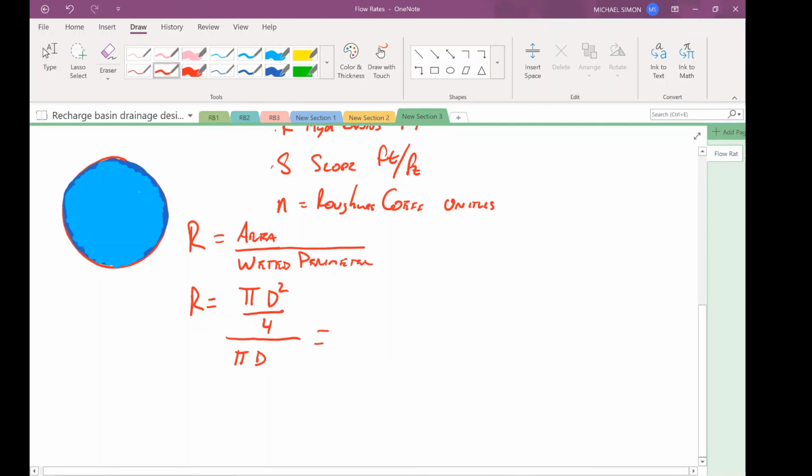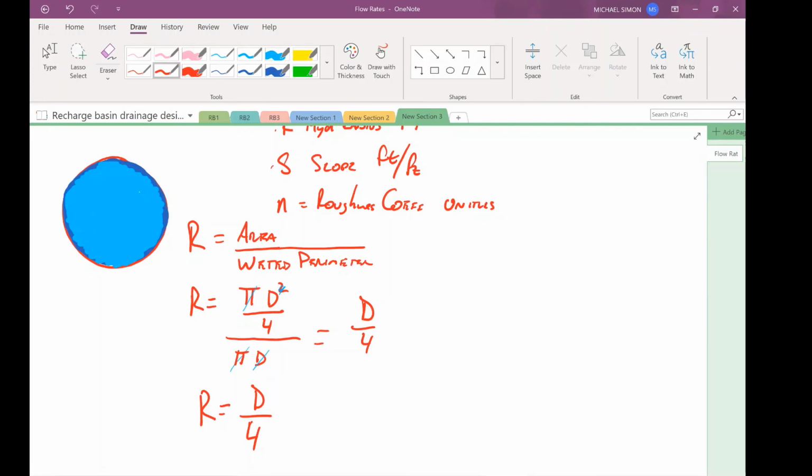So what's going to happen is we're going to get some cancellation here. Pi and pi cancel. Diameter and one diameter cancel. And we're left with d over 4. So our hydraulic radius is d over 4. Only for circular pipe. It only works this way for circular pipe. As long as you put your diameter in feet, your hydraulic radius shows up in feet as well.